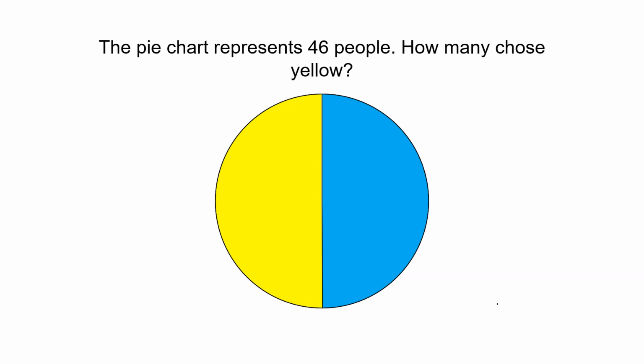Let's have a look at this one. The pie chart represents 46 people. How many chose yellow? So we have a pie chart that's split down the middle, 50-50. So we know that it's going to be 180 degrees out of the total 360, which simplifies down to a half. So we know that half chose yellow, so it's 46 as a total of people, multiplied by a half is equal to 23. Now the way you could have done it is 46 divided by 2, which also gives you an answer of 23.